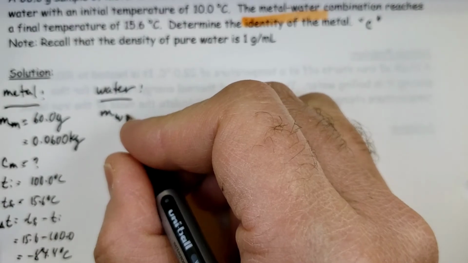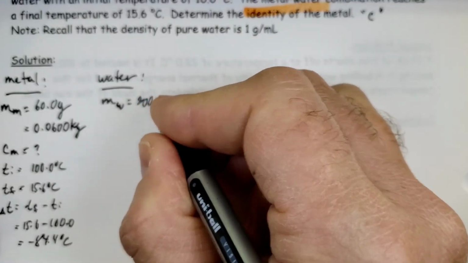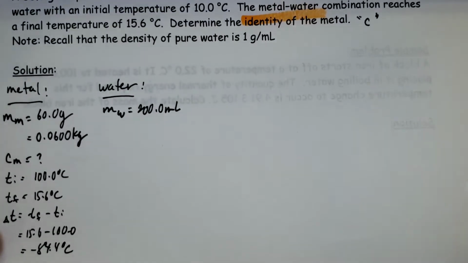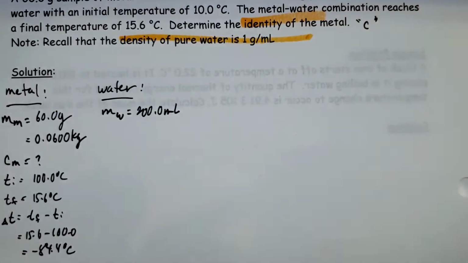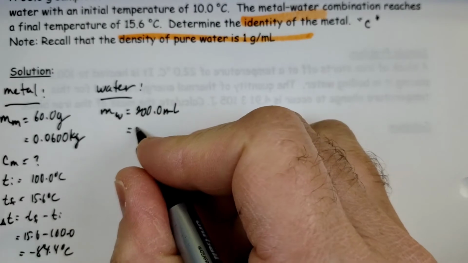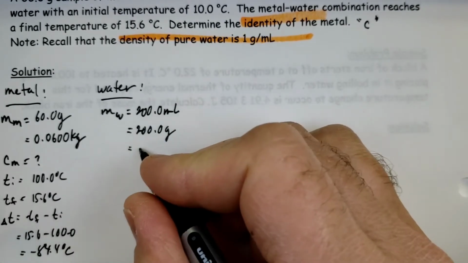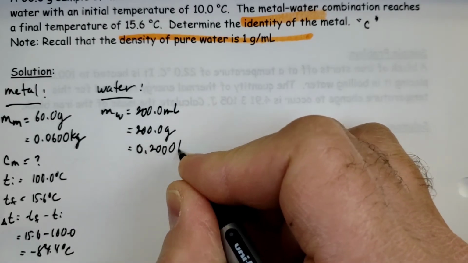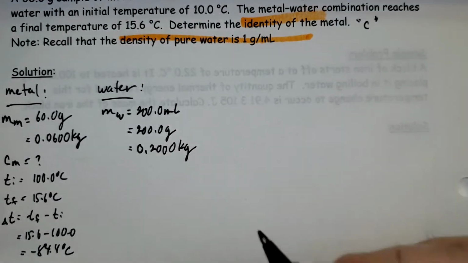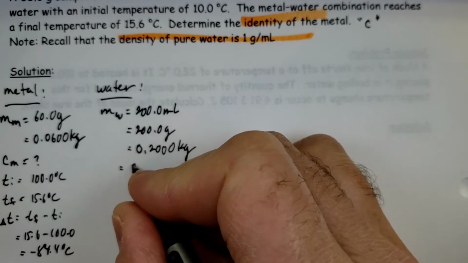MW, so the mass of the water. Now, we weren't told the mass, but we were told how much volume we have, 200 mL. And as I say in this note here, the density of pure water is 1 gram per milliliter, which means 1 milliliter is 1 gram and vice versa. So 200 mL is actually 200 g. And of course, divided by 1,000, move the decimal 3 places to the left: 0.2000 kg.